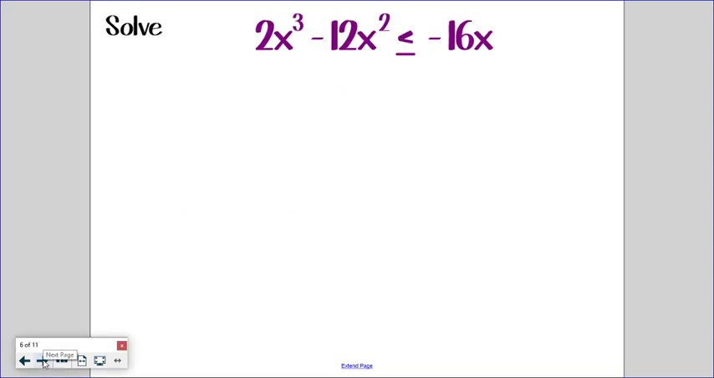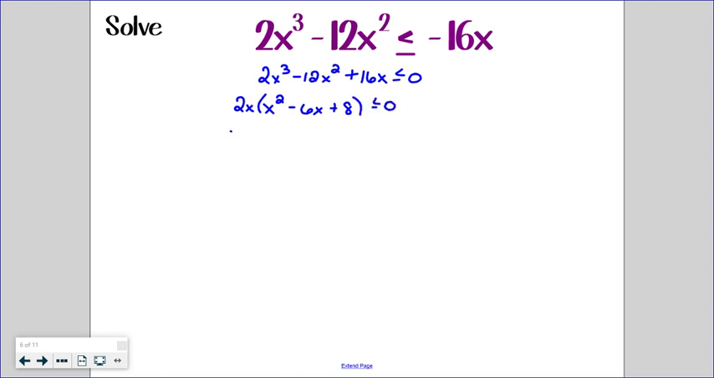Okay, one more example here of kind of our basics. Again, the same thing, I would want to get this equal to 0 before I start solving. So the first thing I'm going to do is add that 16x over. And we have a GCF of 2x. Keep factoring. Factors of 8 that add up to negative 6 would be negative 4 and negative 2.